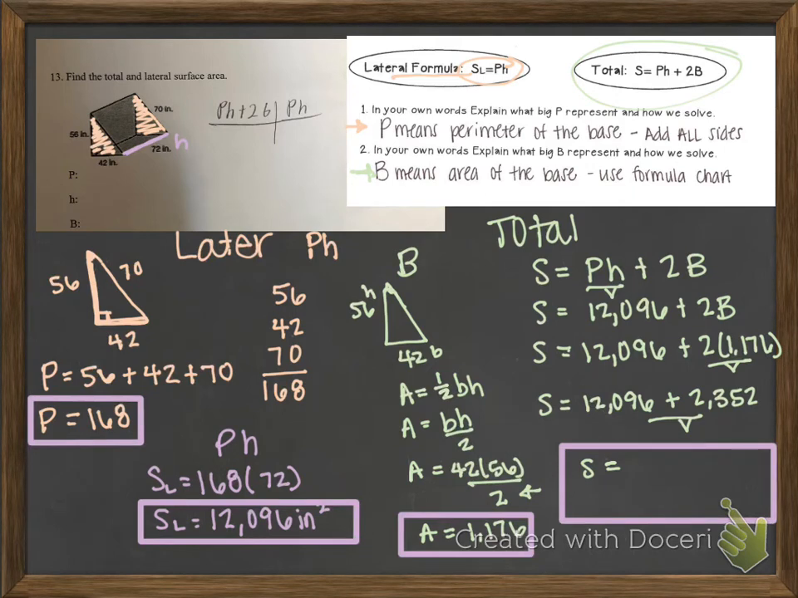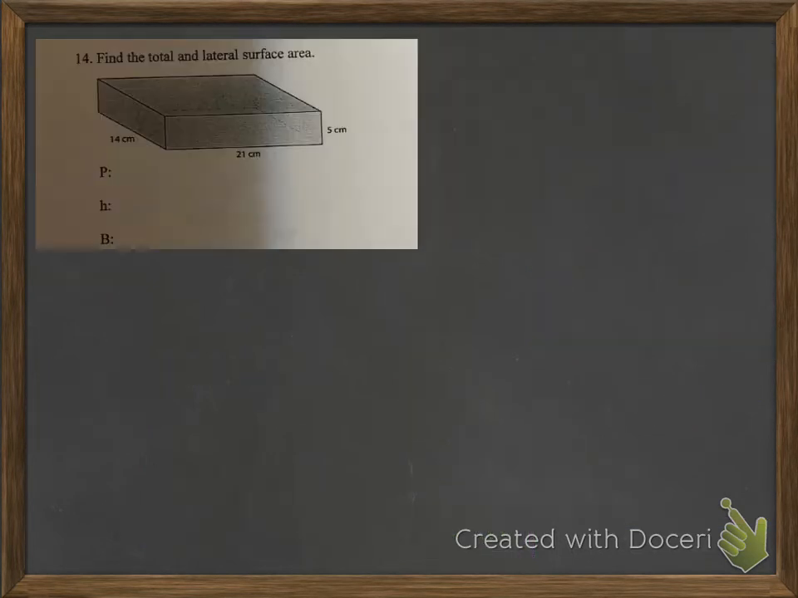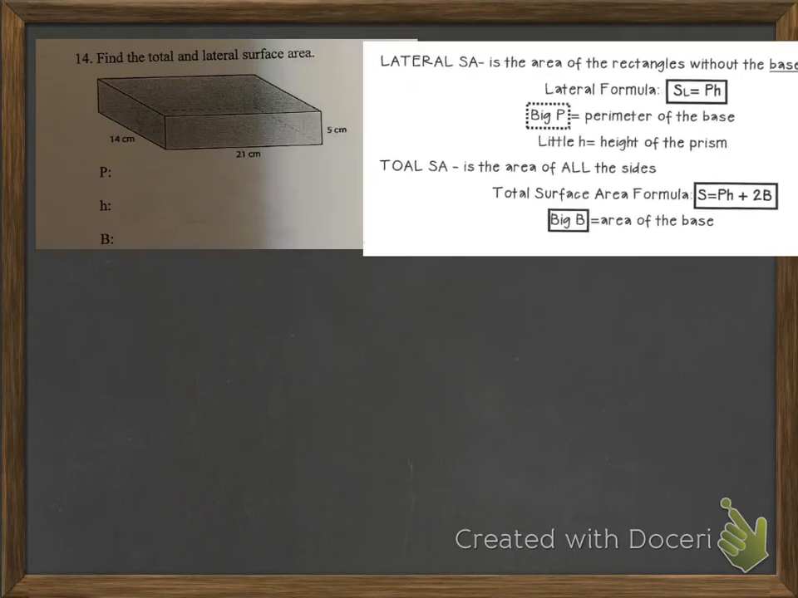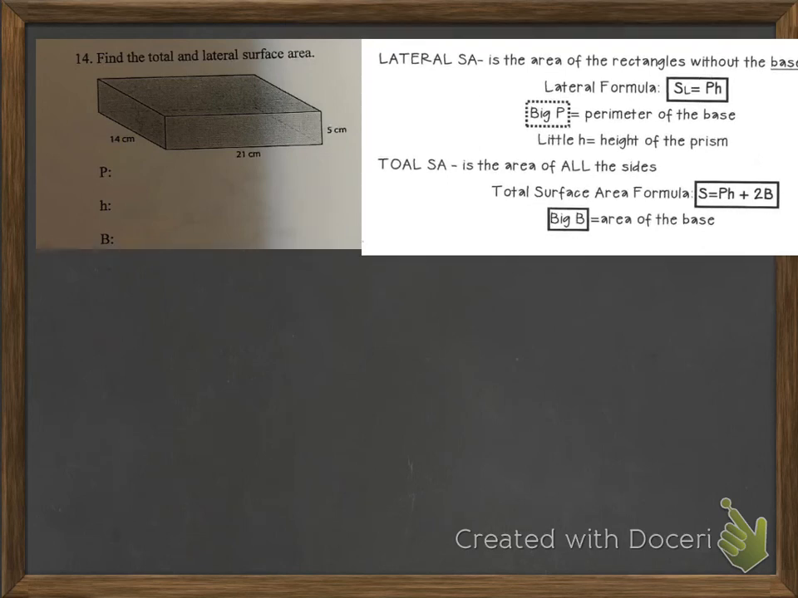Okay, so that was lateral right here, and then when you add that together, that's your total. Okay, so let's go to number 14. So this is total and lateral surface area of a rectangular prism. So let's put this right there. Okay, so this one is, let's look at lateral surface area right here. Is the area of the rectangles without the base.